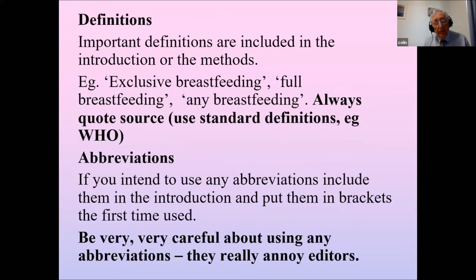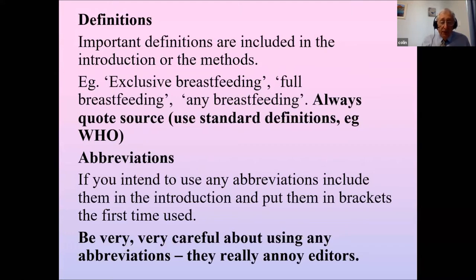It's important that you include definitions, and again, they can be either here or in the methods section, whichever you prefer. For example, if you're writing about breastfeeding, about which I have probably published about 200 papers, it's important to define exactly what you are talking about. You always quote a source. You use a standard definition, such as WHO or a learned institution. If you invent your own definition, it will be at your peril.